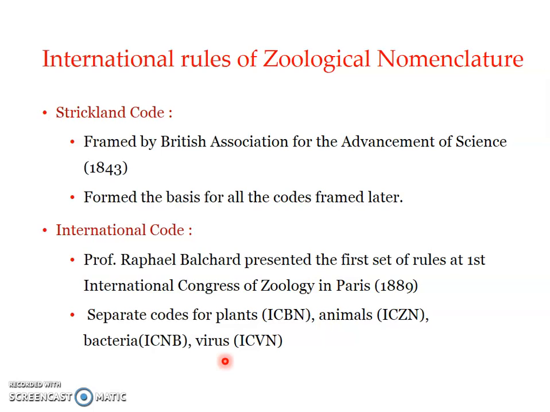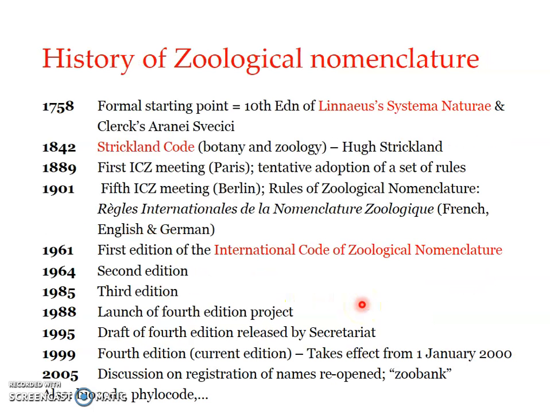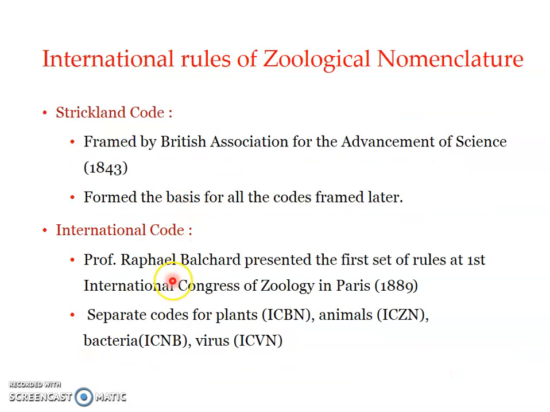Okay. Regarding zoology, Professor Raphael Blanchard presented the first set of rules at the first International Congress of Zoology in Paris in 1889. We have already mentioned it was in 1889 at Paris, and that was after the Strickland Code. A group of scientists came up with these rules. It was presented by Professor Raphael Blanchard. So this is regarding the history of zoological nomenclature. Okay.